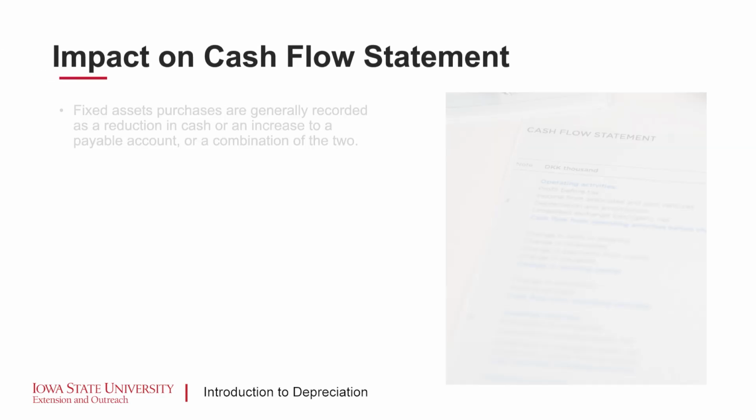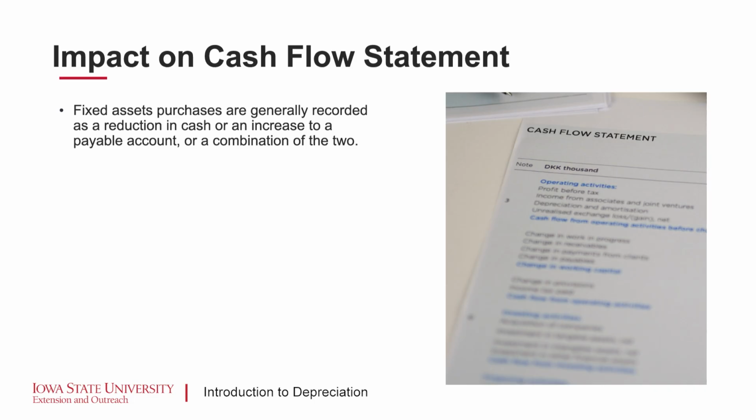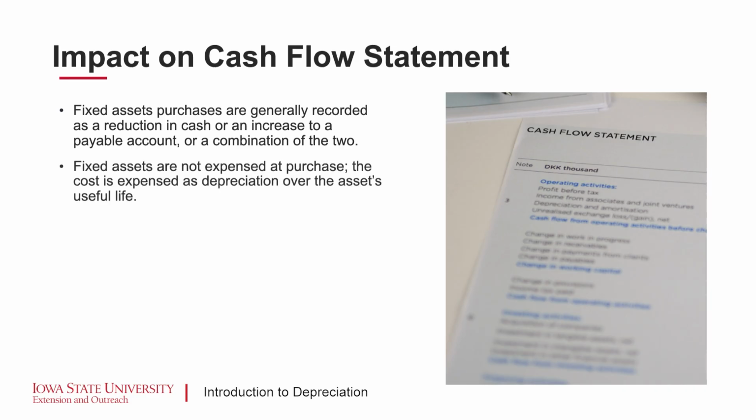When a fixed asset is purchased, the amount of the purchase will generally be recognized as a reduction in cash or an increase to a payable account or a combination of the two. The fixed asset will not be charged to expense at the time of purchase, but a portion of the cost will be expensed as depreciation at the end of each accounting period for the duration of the asset's useful life.